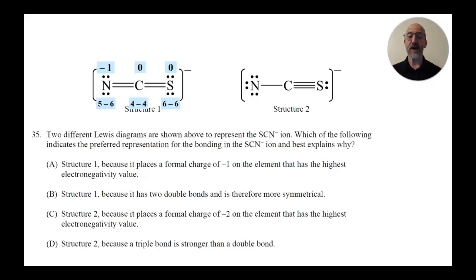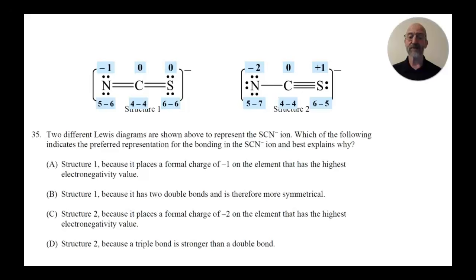Okay, nitrogen, 5 minus 7. Ooh, -2. I'm already not crazy about structure 2 because I'm trying to get those formal charges to have the smallest magnitude possible, closest to 0. Now, the carbon happens to be 4 minus 4, that's 0. And then the sulfur would be 6 minus 5, so +1. So it looks like structure 1 is preferred to get the magnitude of the formal charges as closest to 0 as possible.